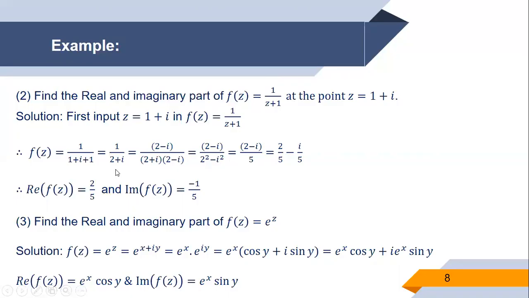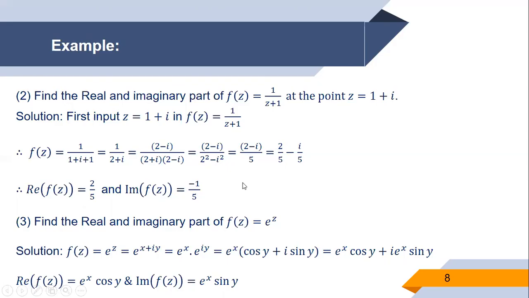Now the denominator is a complex number, so we multiply and divide by the conjugate, 2 minus i. The numerator is 2 minus i, and the denominator uses the a plus b, a minus b formula: 2 square minus i square. 2 square is 4, i square is minus 1, so total is 5. So 2 minus i divided by 5. Then we separate them: 2 by 5 minus i by 5. So we can say the real part is 2 by 5 and the imaginary part is minus 1 by 5.